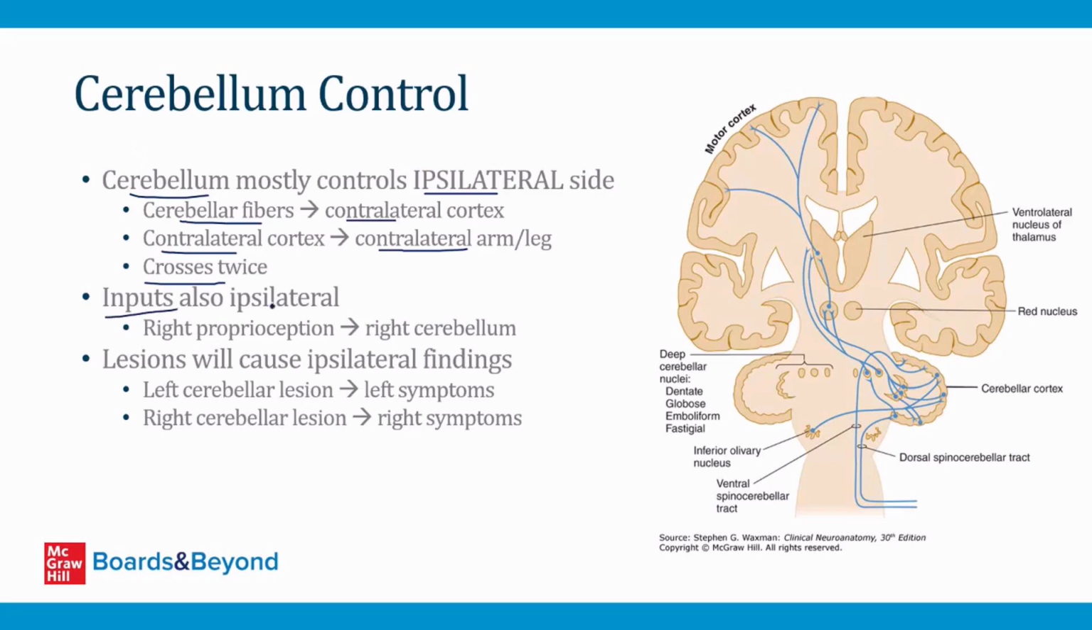The inputs to the cerebellum are also ipsilateral, so information about right side of the body proprioception goes to the right cerebellum. And so what all this means is that lesions will cause ipsilateral findings. If you have a left cerebellar lesion, you will get left cerebellar symptoms, and we'll talk about what those are in a minute. In contrast, if you have a right cerebellar lesion, you will get right-sided symptoms.